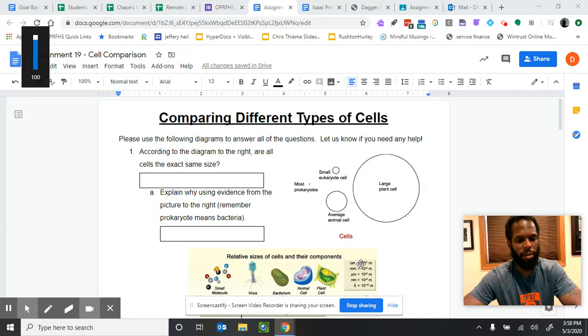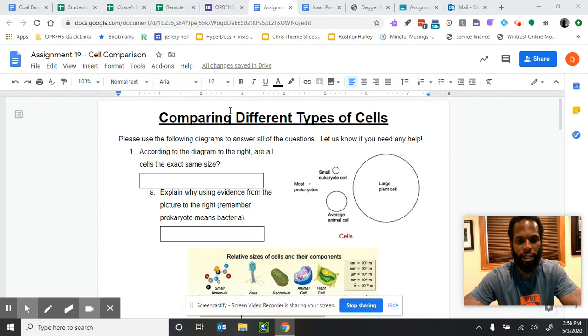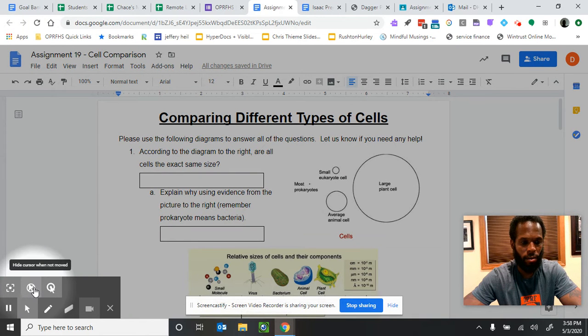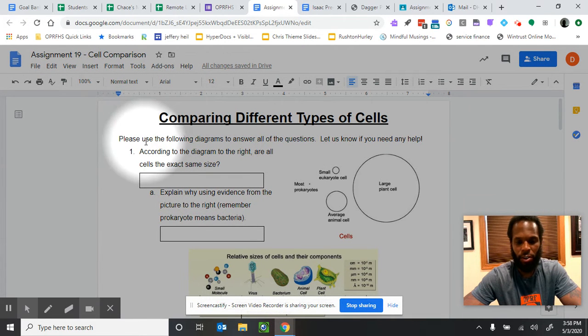All right, this is assignment 19, the cell comparison assignment. As you see here, you're going to be comparing different types of cells. So please use the following diagrams to answer all the questions. Let us know if you need any help.